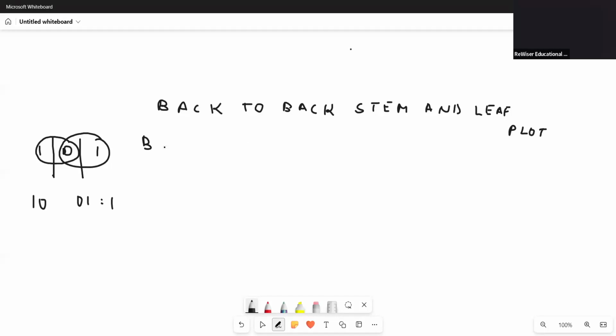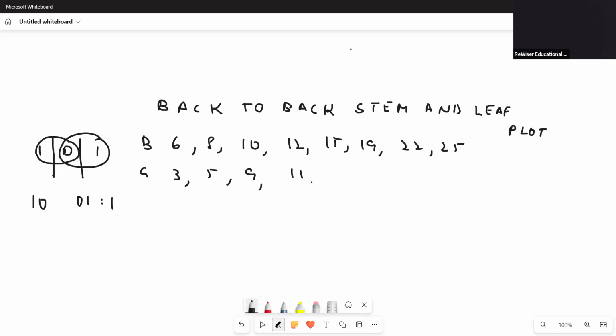Suppose we have data for boys and data for girls. For boys, we have say 6, 8, 10, 12, 15, 19, 22, 25. And for girls, we have 3, 5, 9, 11, 13, 16, 24, 28. So if I'm drawing the back-to-back stem plot, the middle line will always be for the stem. So if I'm writing 0 here, that's for girls and that's for boys.